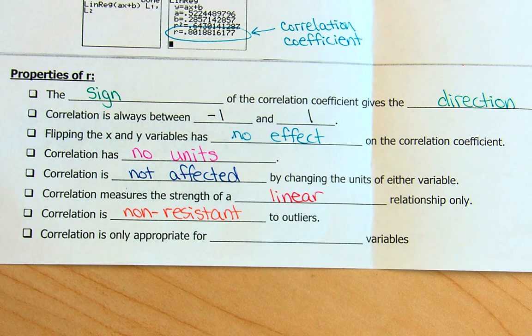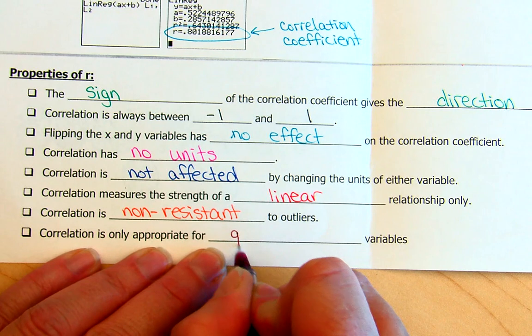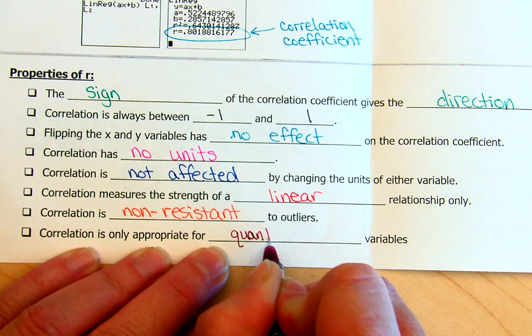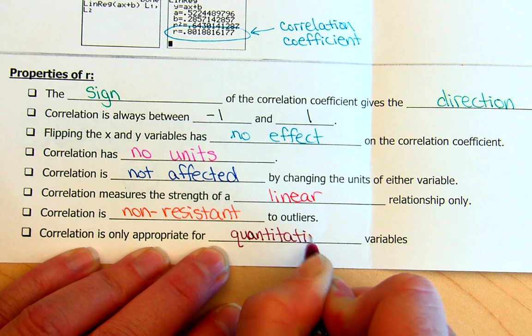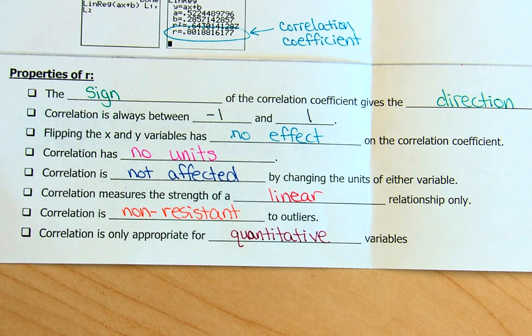The last thing, correlation is only appropriate for quantitative variables. It would be inappropriate to calculate a correlation coefficient for categorical variables because it's not even appropriate to calculate a mean or a standard deviation or a median or anything like that for categorical. So those types of calculations would not make sense. So only for quantitative variables.